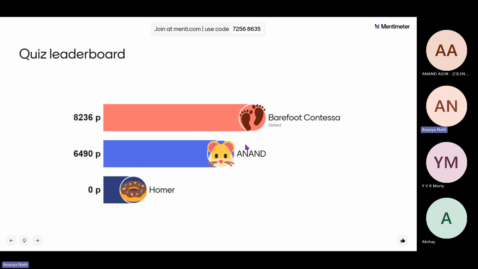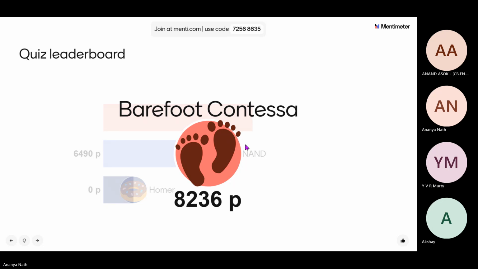Okay, again fastest. Good. Barefoot is the winner.